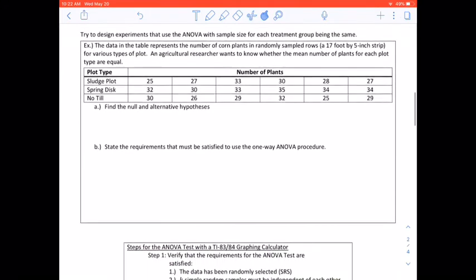So try to design an experiment that uses ANOVA with the sample size of each treatment group being the same. They aren't always going to be the same, but it's a goal that we have.